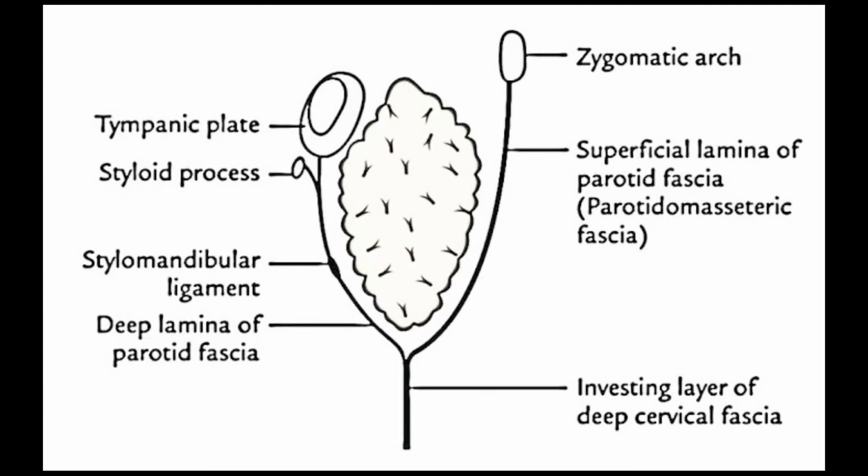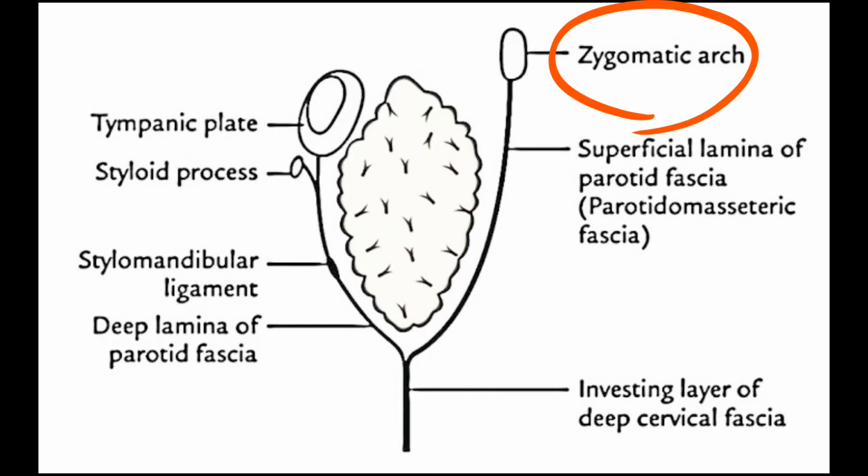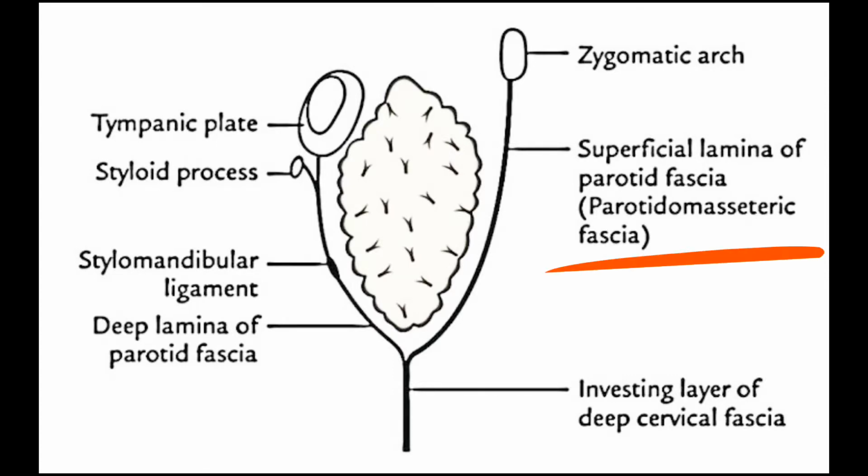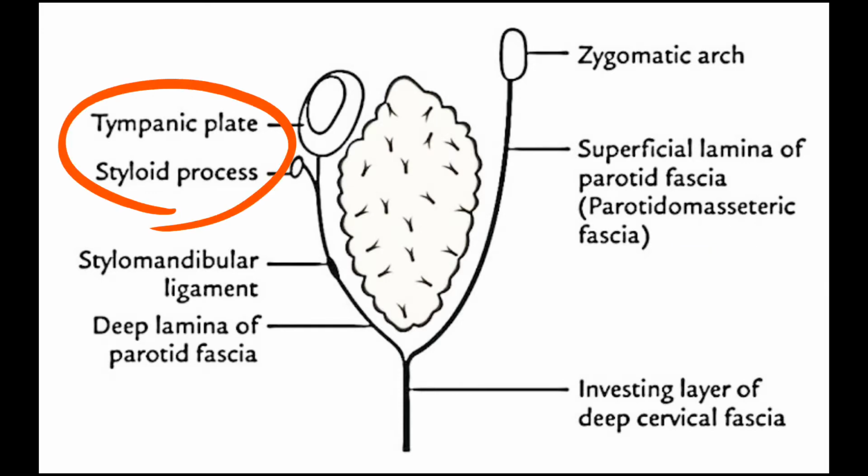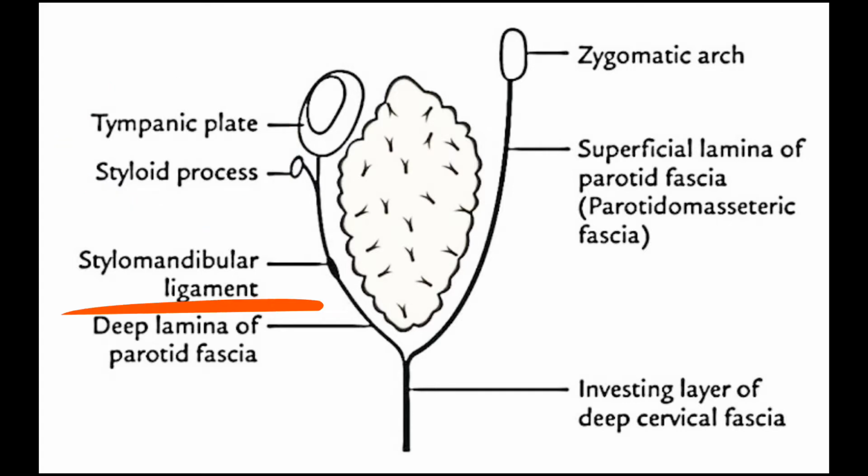The superficial lamina of the sheath is stronger. It is attached to the lower border of the zygomatic arch and blends with the epimysium of the masseter muscle to form a thick parotidomasseteric fascia. The deep lamella is thinner. It is attached to the tympanic plate and the styloid process of the temporal bone, and it is thickened to form the stylomandibular ligament. This ligament extends from the tip of the styloid process to the angle of mandible and separates the parotid gland from the submandibular glands.